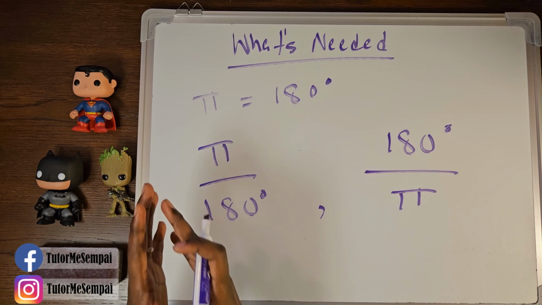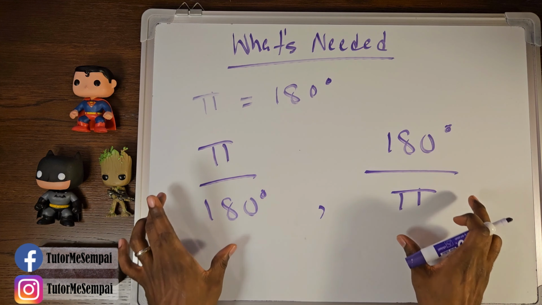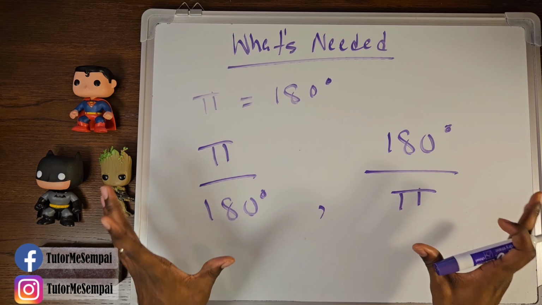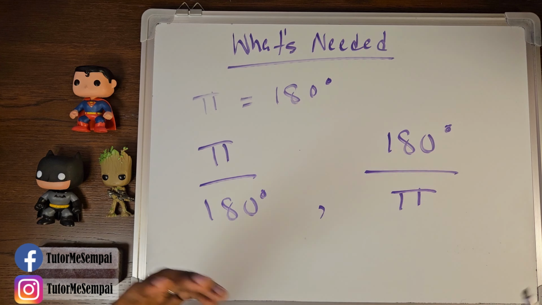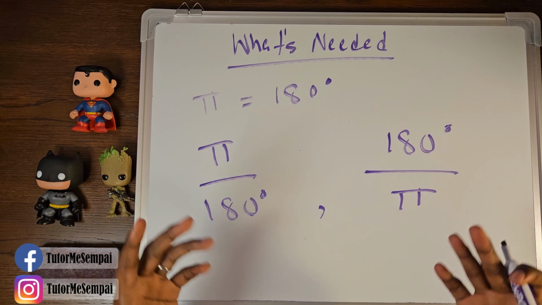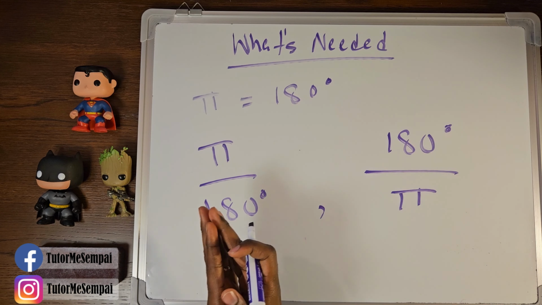Whenever you're converting from radians to degrees or degrees to radians, you're going to be using one of these 2 conversion fractions. The question is, which one do you use? Well, that's going to be decided in the same way you would for any other unit conversion as well. Whatever you're converting to is going to be in your numerator. Whatever you're converting from is in your denominator.